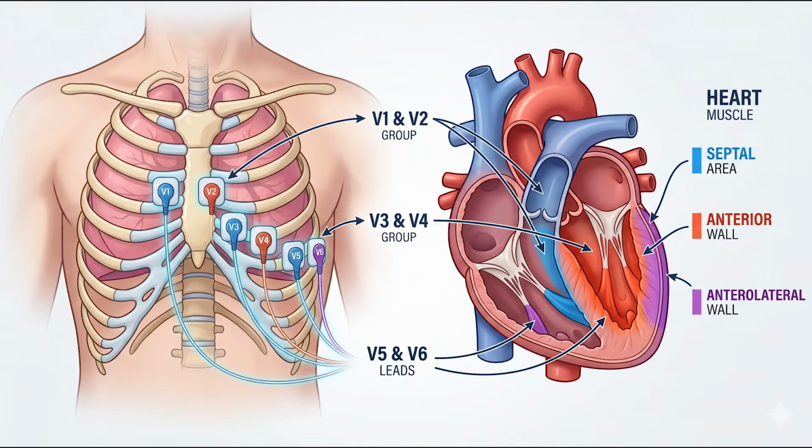Each chest lead is responsible for monitoring a specific region of the heart muscle. Leads V1 and V2 primarily look at the septal area, or the wall dividing the two ventricles. Leads V3 and V4 are positioned to view the anterior wall of the heart. Finally, leads V5 and V6 provide a view of the anterolateral wall, capturing the left side of the heart as it wraps around toward the back.